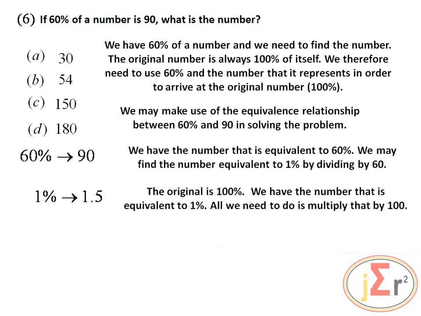The original is 100%. We have the number that is equivalent to 1%. All we need to do is multiply by 100 because we need the original, which is 100%. So take the amount for 1%, multiply that by 100, we get the amount that is equivalent to 100%. That amount is 1.5. That is equivalent to 1%. Multiply that by 100, the result is 150, and that is our 100%, and it is represented by option C.